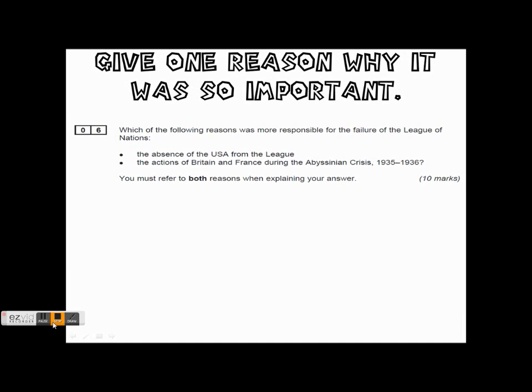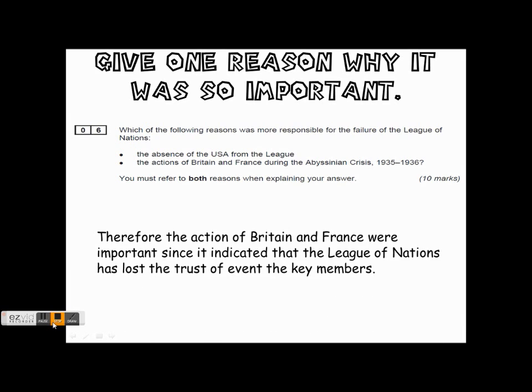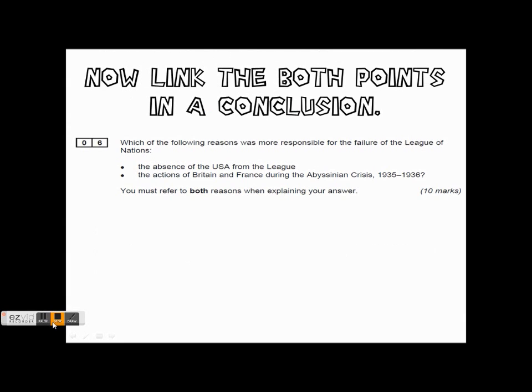Now we're going to give 1 reason why it was so important. Press pause, have a go. Therefore, the actions of Britain and France were important since it indicated the League of Nations had lost the trust of even the key members. Now, link both points together in a conclusion. Press pause, have a go.